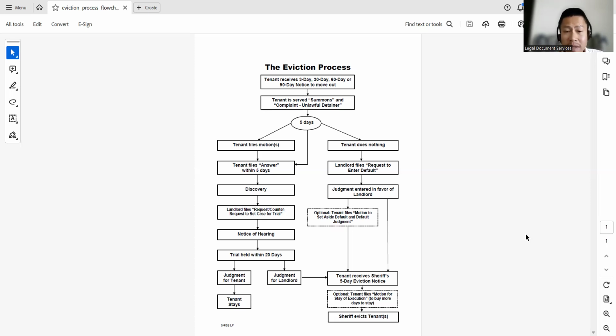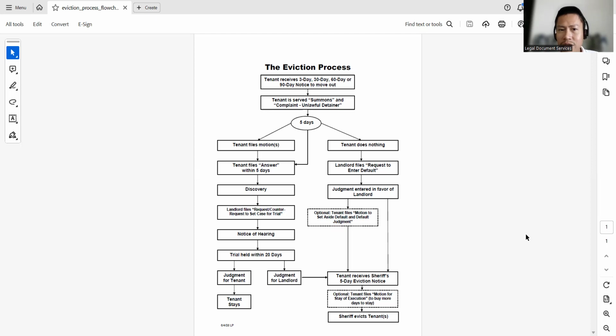So all of these documents can be handled by Legal Document Services. We help you to fill out all of these forms and legal documents, and file them with the court, as well as manage your entire eviction process. So, we would be very happy to help you with professionalism, efficiency, and cost savings.